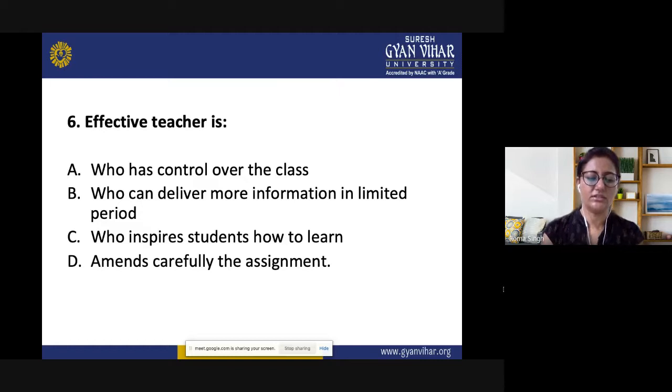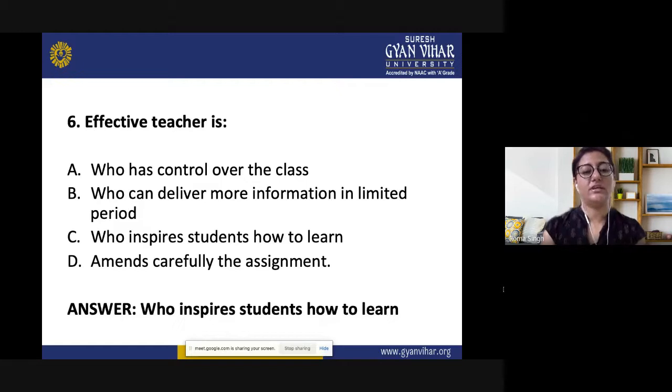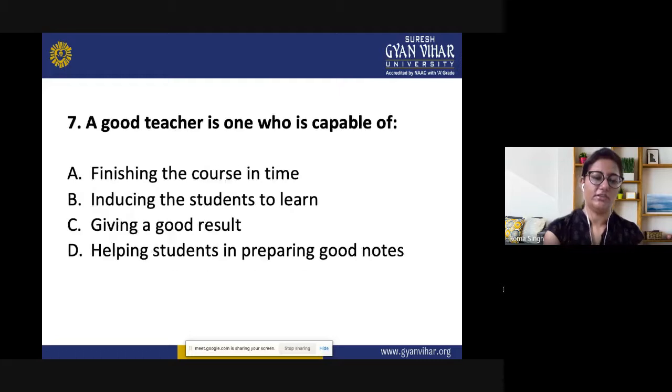Next question is, effective teacher is who has control over the class, who can deliver more information in limited period, who inspires students how to learn, who amends carefully the assignment. So who is the effective teacher here? Effective teacher is who inspires students how to learn. So this is the correct answer, and these are the qualities which are required in an effective teacher.